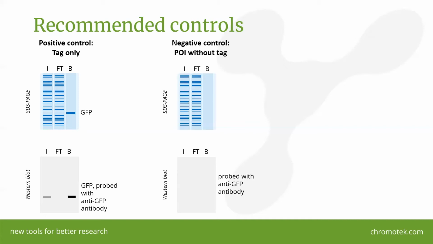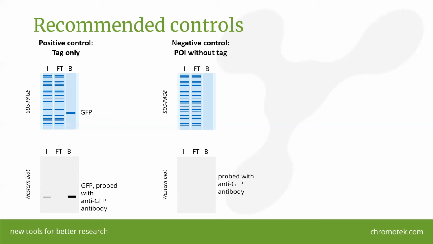A negative control is also very important. You do an immunoprecipitation without the tag. In this case, no GFP should be in your immunoprecipitation. There is no band visible in the bound fraction, either on SDS gel or in Western blot. The background is hopefully very, very low.